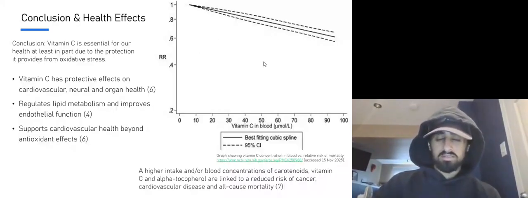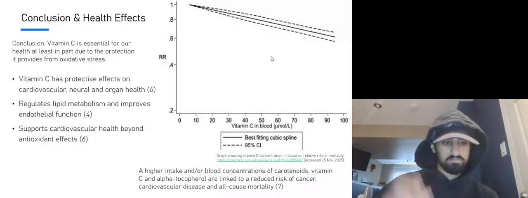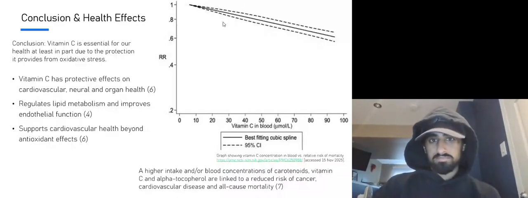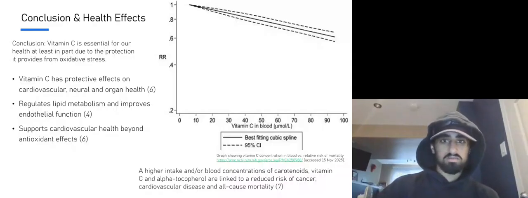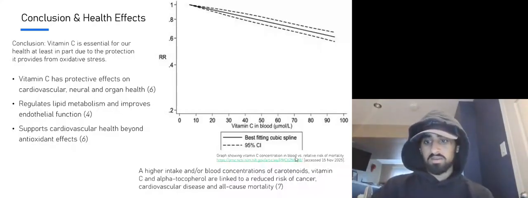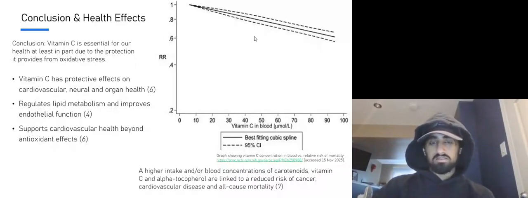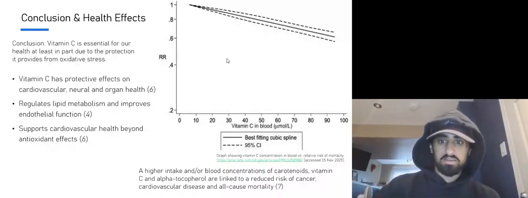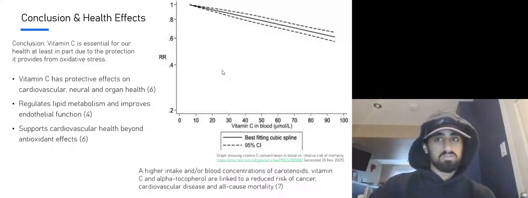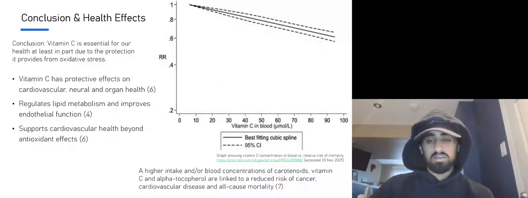This image is from a study which looked at the dietary intake of vitamin C, carotenoids, and alpha tocopherol, and compared that to the risk of negative health outcomes like cardiovascular disease, cancer, and all-cause mortality. This graph is comparing vitamin C concentration in the blood to the relative risk of all-cause mortality, and you can see as the vitamin C concentration in blood is going up, the risk is going down. But what the graph isn't saying is that the more vitamin C you have in your blood, the less likely you are to die.